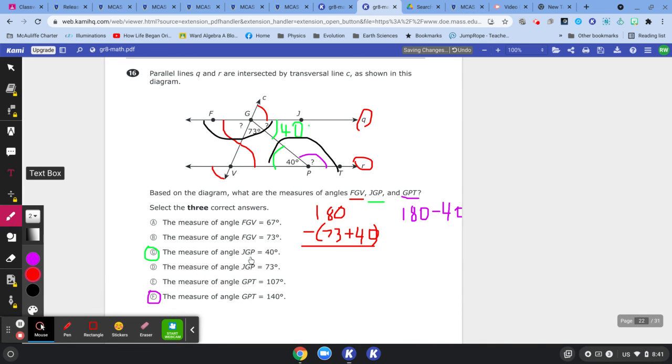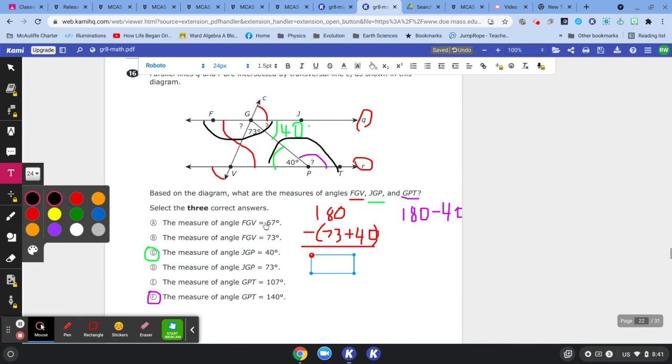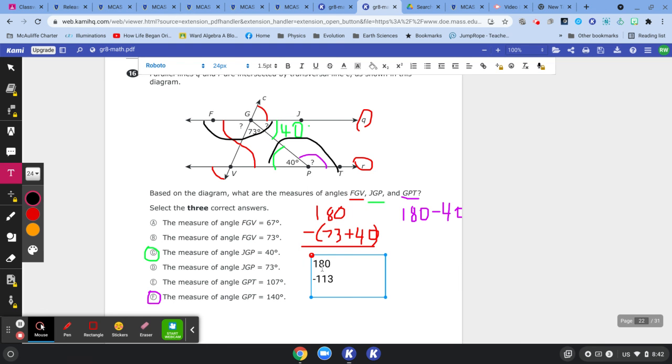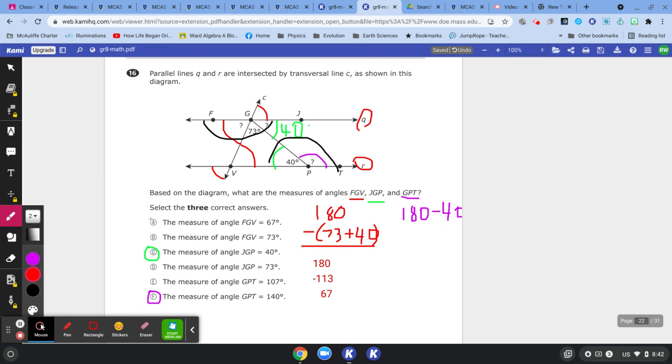I'm going to switch to the text box because I can type a lot faster there. So 180 minus 113. I'm going to be borrowing from the 8. That'll become a 7. That'll become a 10. 10 minus 3 is 7. And then the 8 became a 7, so 7 minus 1 is 6. And that is my angle. So we have 67 degrees for FGV. I hope that was helpful.